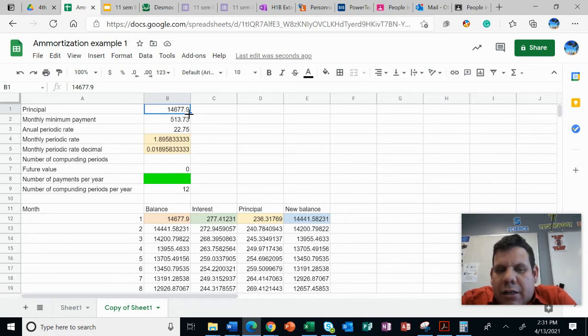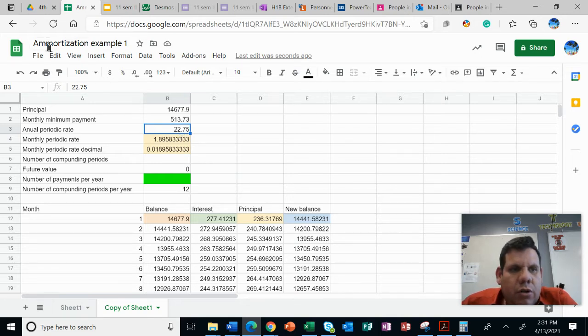So this is the main objective for today's class. How many months do you need to pay off your debt? Okay, there is something that we need to consider. First, we have this annual periodic rate, which is the APR.